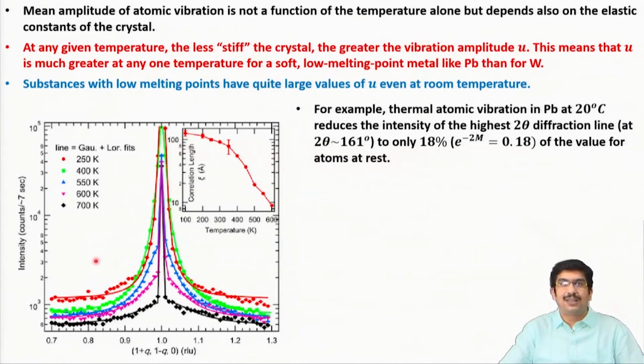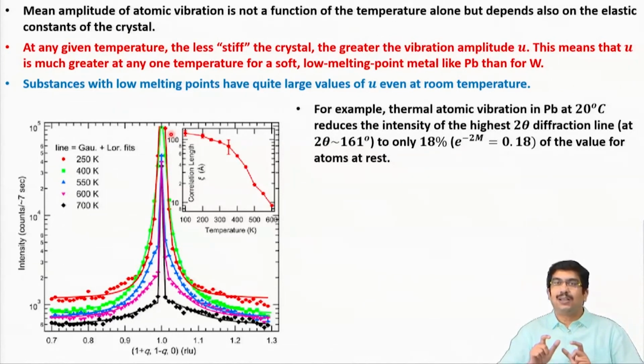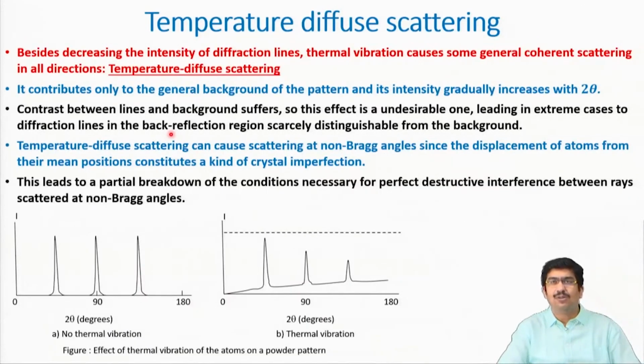Here also you can see that if you increase the temperature, the intensity drastically decreases compared to close to room temperature or at lower temperature. So, an important point to remember is that not only the temperature, but also the characteristics, bonding strength, all of these things are important when we consider the temperature effect on the diffracted intensity of the X-ray beam. Okay. So, now there is another effect of temperature called the temperature diffuse scattering.